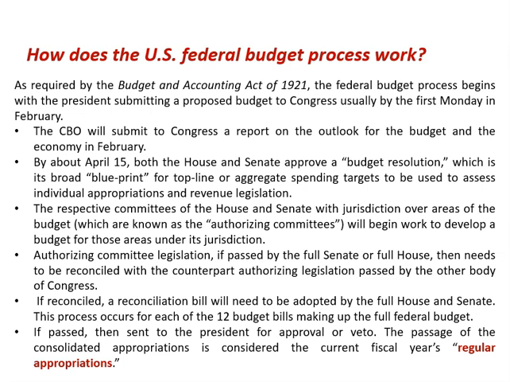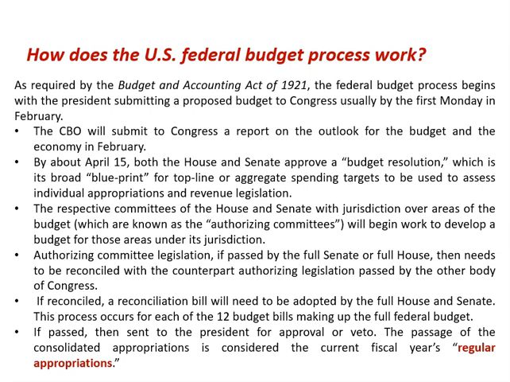By about April 15, both the House and Senate approve a budget resolution, which is its broad blueprint for top-line or aggregate spending targets, to be used to assess individual appropriations and revenue legislation. The respective committees of the House and Senate with jurisdiction over areas of the budget, which are known as the authorizing committees, will begin work to develop a budget for those areas under its jurisdiction.